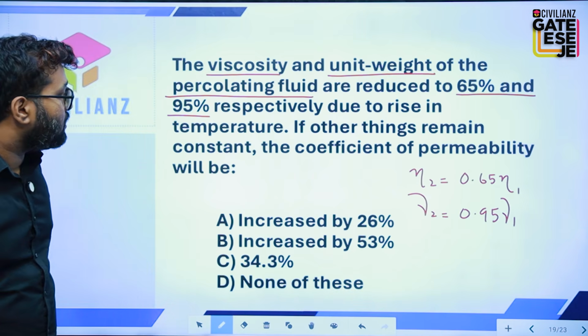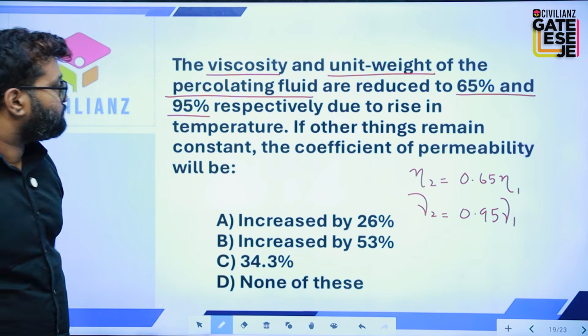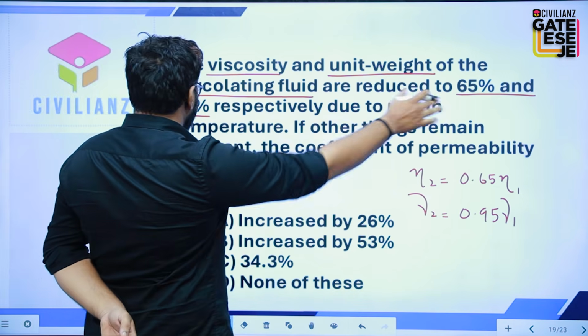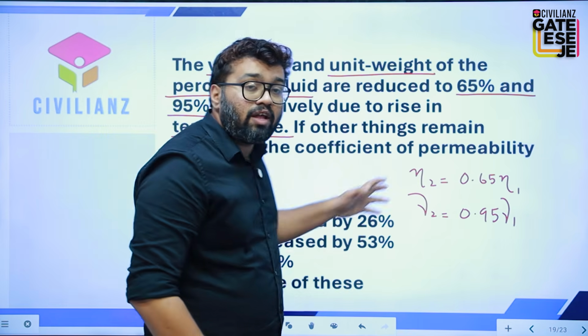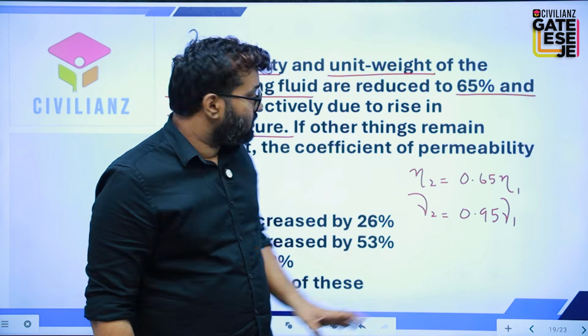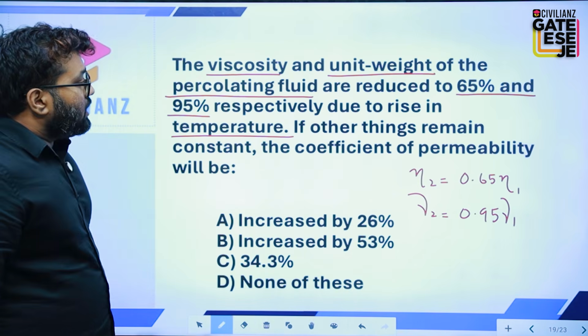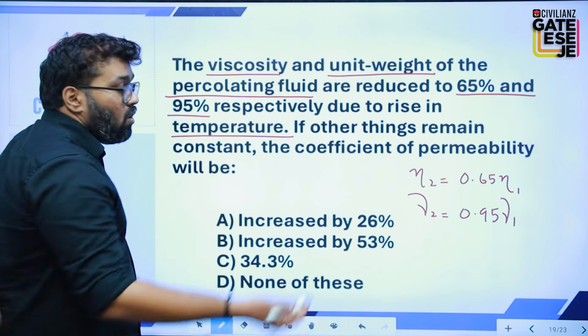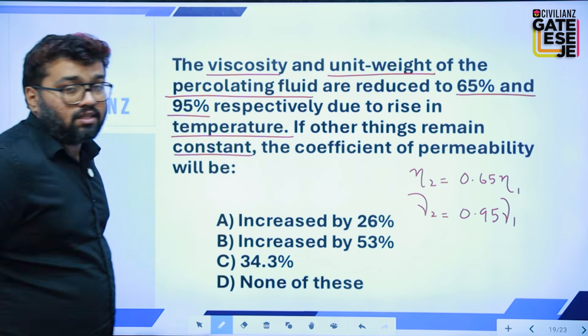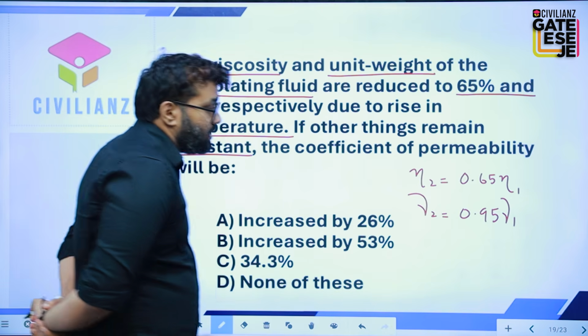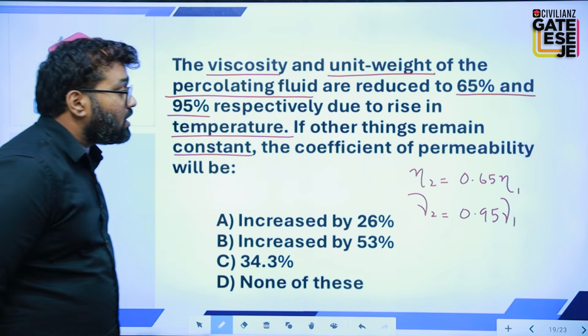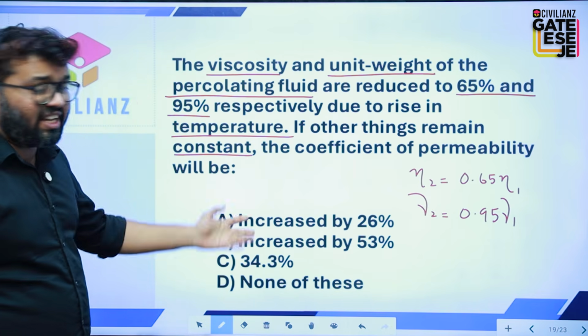So it's given in the question for the percolating fluid, respectively, due to the rise in temperature, these values decrease because the temperature was increased. If all other things remain constant, the coefficient of permeability will be... What is the coefficient of permeability? It will increase or decrease?